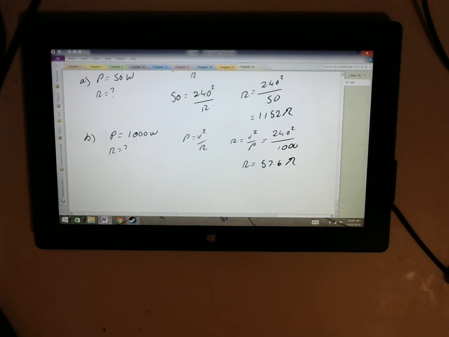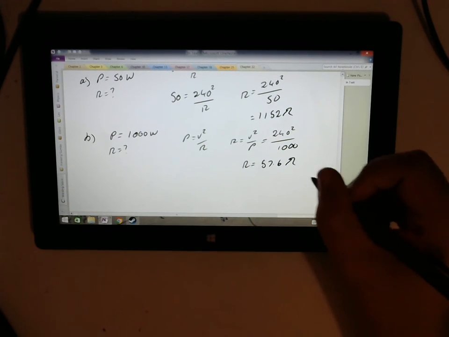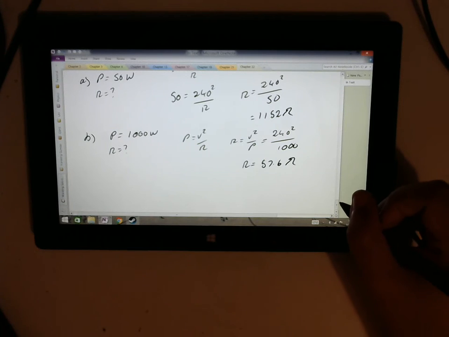Okay, so we can see here then, if we have something that is drawing a certain amount of power and you've got the same amount of voltage being applied to it, then you need to have a smaller resistance to allow that power to run into it. And they've rounded off to two significant figures, but I'd leave it as this.